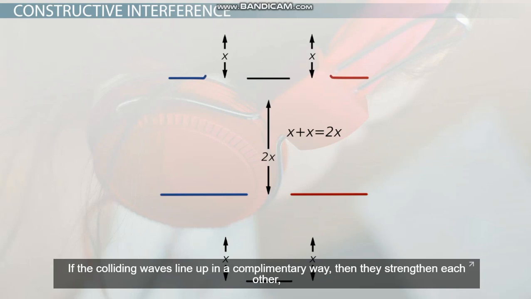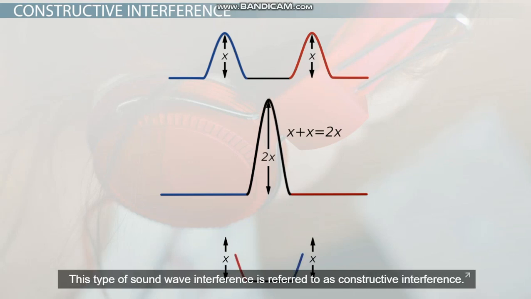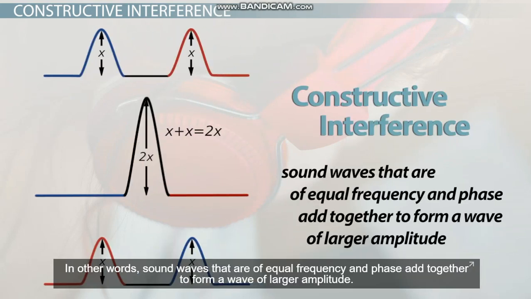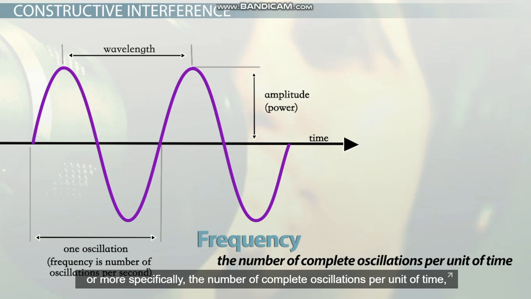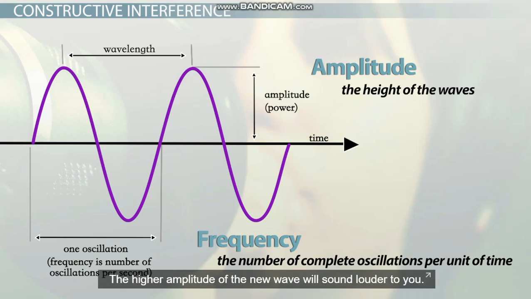If the colliding waves line up in a complementary way, then they strengthen each other, creating a new and more intense wave. This type of sound wave interference is referred to as constructive interference. In other words, sound waves that are of equal frequency and phase add together to form a wave of larger amplitude. As you may recall, frequency refers to the rate at which the waves occur, or more specifically, the number of complete oscillations per unit of time, whereas amplitude refers to the height of the waves. The higher amplitude of the new wave will sound louder to you.